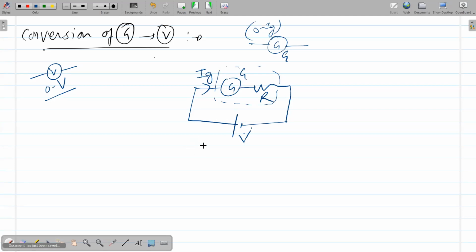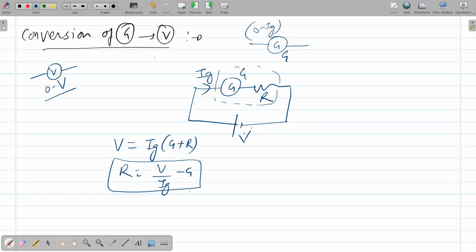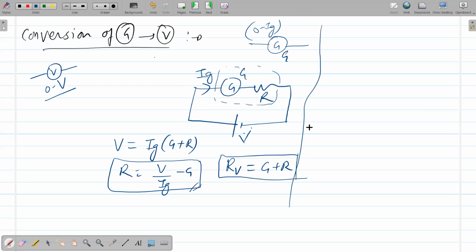And if we are supposed to find the value of R, how much resistance, then let's use Ohm's law. Ig into, in series we know how resistances are added, and here capital R will come out as V by Ig minus G. So this is the formula for capital R, and the equivalent resistance of this voltmeter will come out as G plus R. So you can see that resistance is increased.